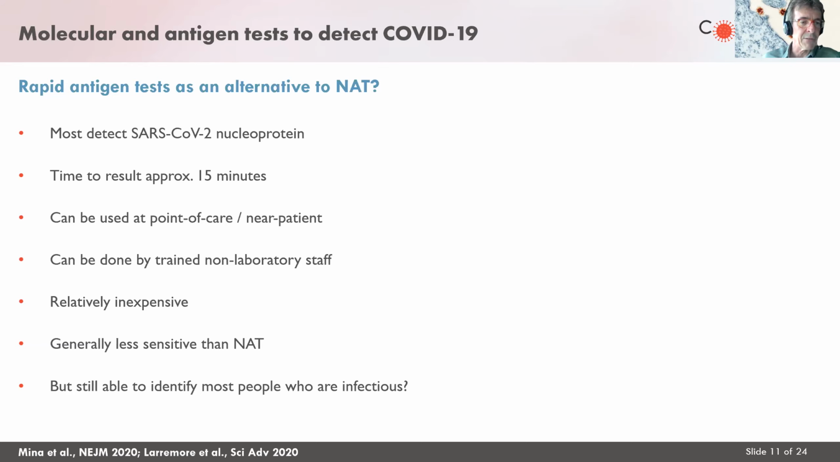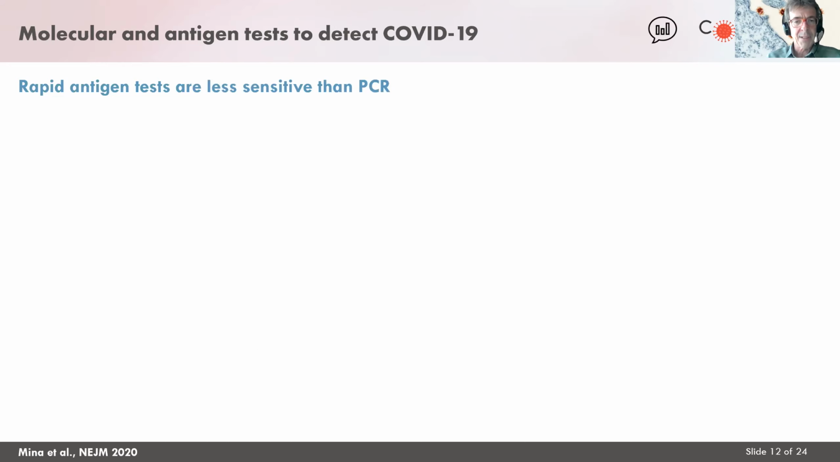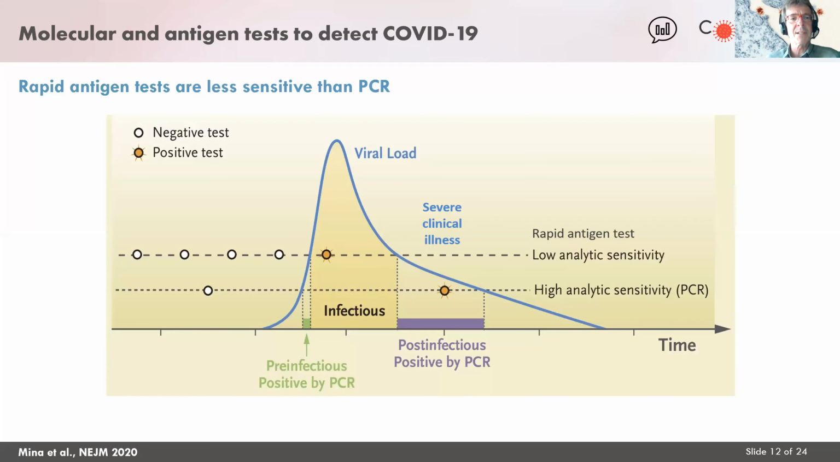And the main thing is that they are generally less sensitive than nucleic acid testing. The hope being that they would still be able to identify most people who are currently infectious. Now, this is another graph that shows here negative tests are the empty little circles, and the filled circles are the positive tests. You see the viral load curve, and it's basically the same course of acute SARS-CoV-2 infection that you've seen before. You see the viral load as measured by real-time PCR going up, peaking, and then declining over the weeks post onset of symptoms.